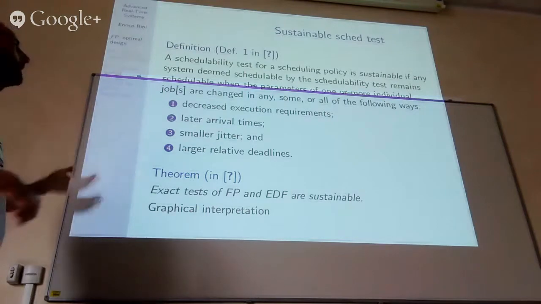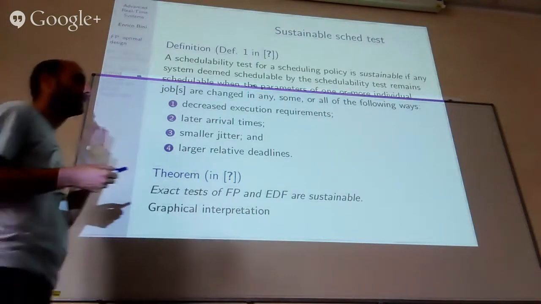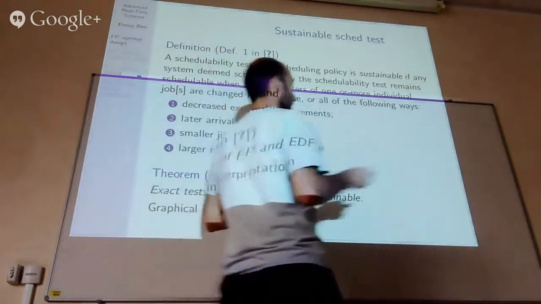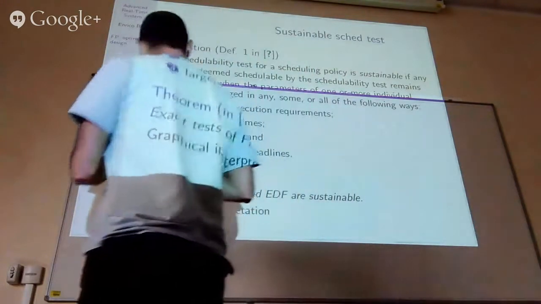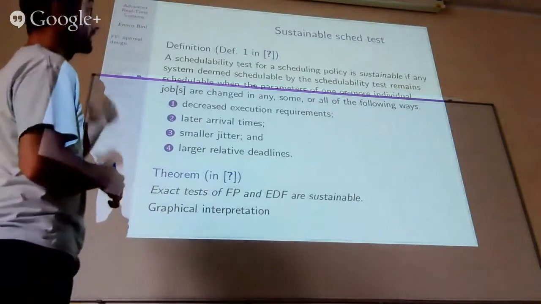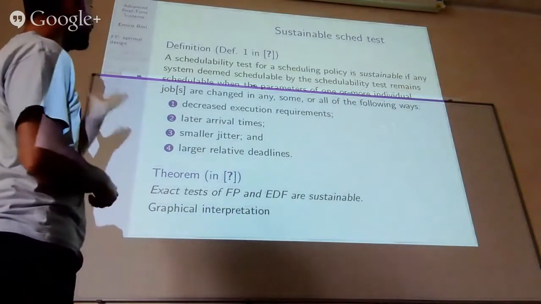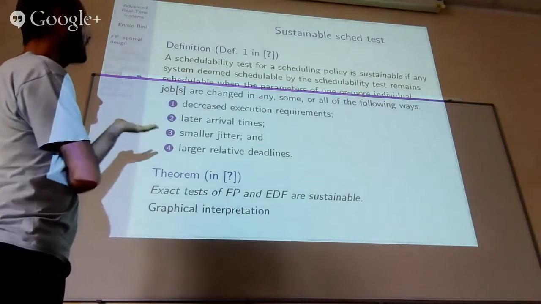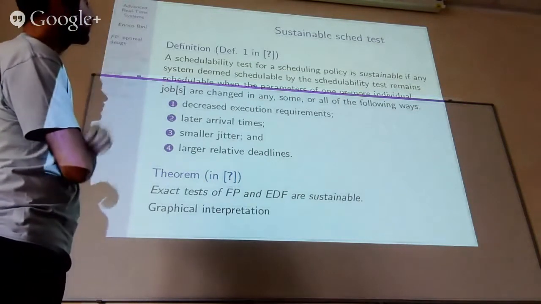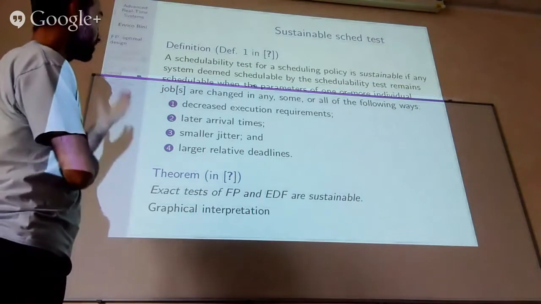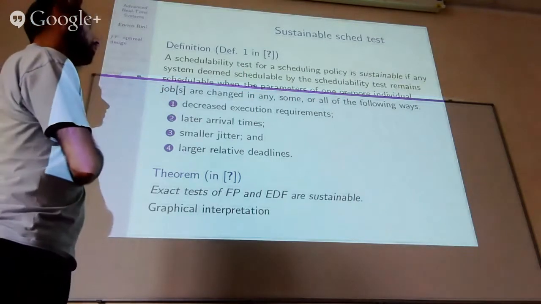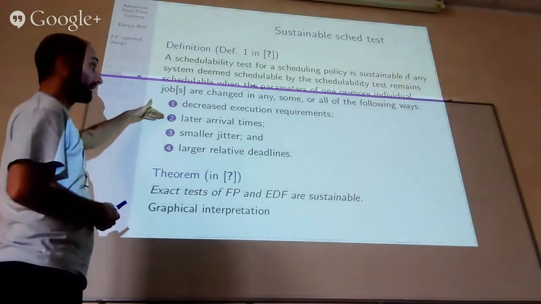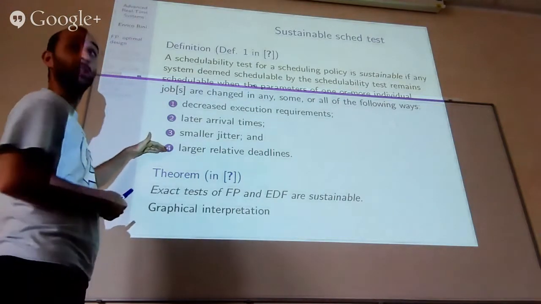The notion of sustainable is very simple, if you want. A schedulability test for a scheduling policy is sustainable if any system deemed schedulable by the schedulability test remains schedulable when the parameters of one or more individual jobs are changed in any, some, or all of the following ways: decreased execution times, later arrival times, smaller jitter, and larger relative deadlines.